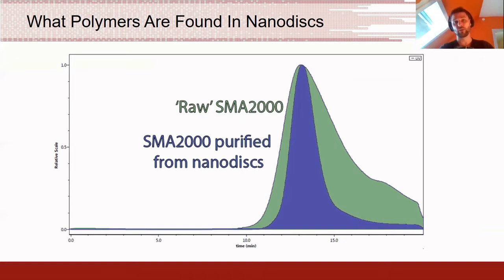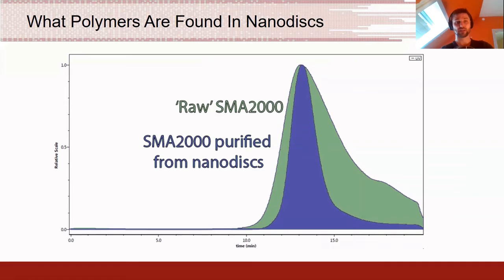So my collaborator, Thomas Laursen, made a big batch of nanodiscs with SMA 2000, and I took them into my lab and crashed out. He purified them with size exclusion chromatography, so you only had the nanodiscs and not the polymers that did not form the nanodiscs. And I crashed out the polymer and got rid of the lipids, to figure out what distribution of polymers actually did the trick.